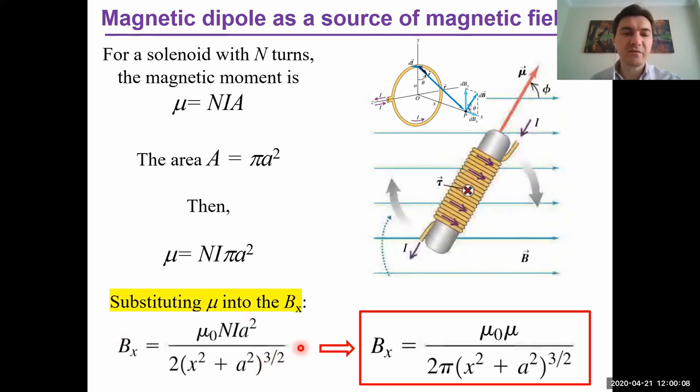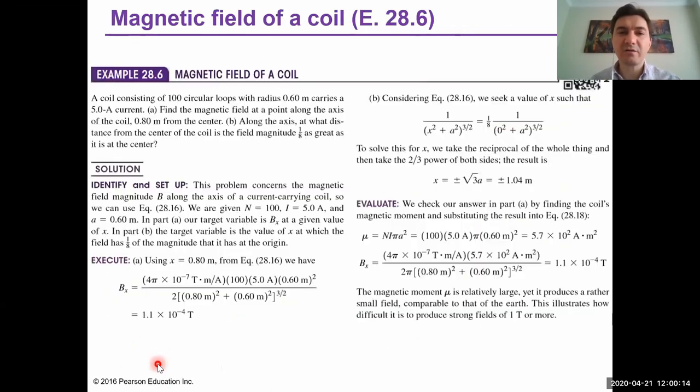So we can use that formula. Number of turns are given, current is given, A is given, X is given, you can calculate B easily, okay? Put everything here, then you can calculate 1.1 times 10 to minus 4 Tesla. So what was the second question?